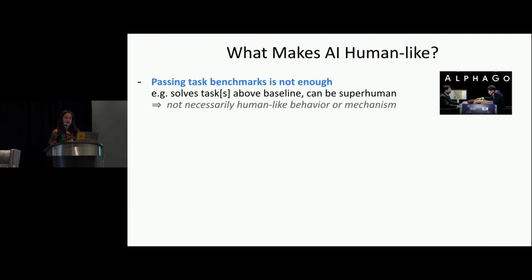What makes AI human-like? Some folks seem to believe that what's sufficient is passing some benchmarks. However, if the agent is solving human tasks above the baseline of human performance, we can no longer call that human-like. If something is superhuman, it's not human-like. It's not helpful in capturing the accuracies and errors of human behavior.